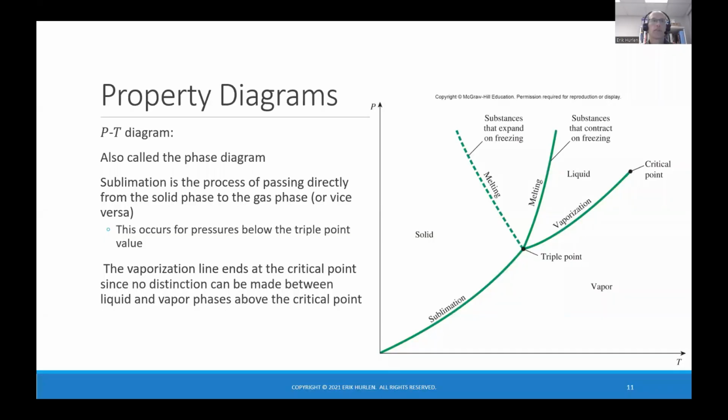Here's an example of a PT diagram. These are also called phase diagrams. As you can see, the phases of the substance are also marked on the diagram. The lines here define the melting, vaporization, or sublimation processes. Sublimation is the process of going directly from the solid phase to the vapor phase, or the other way around, such as CO2 or dry ice. This only occurs below the triple point, as seen on the diagram. One final point of interest is the critical point at the end of the vaporization line. Again, beyond this, there is no difference between the liquid and vapor phases.